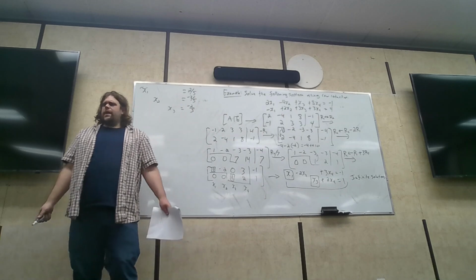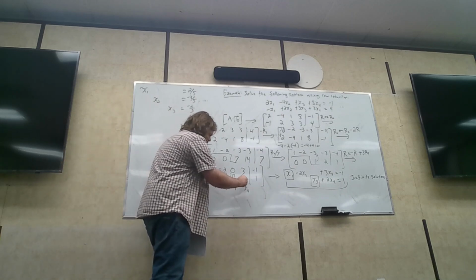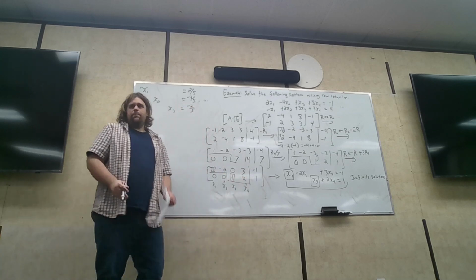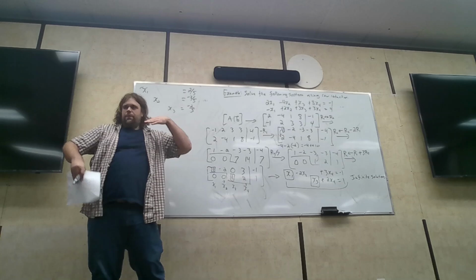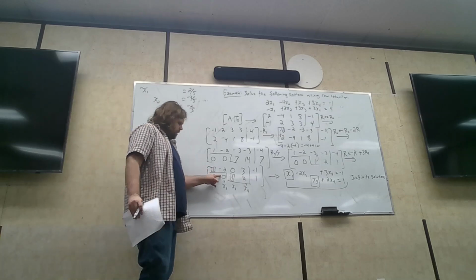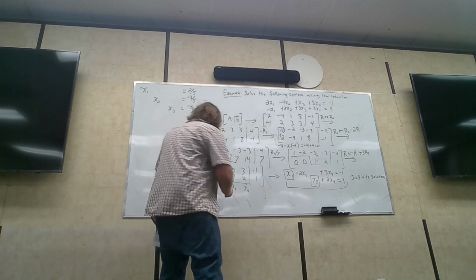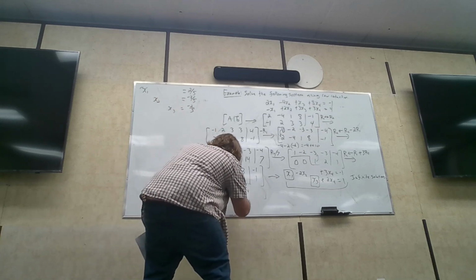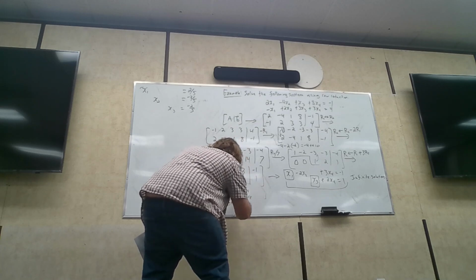But what about the other ones? What about x2 and x4? If we look, there's no 1 in their column, right? They appear all over, but there's no leading 1 that we could use to eliminate stuff up or down, right? So these are what are called free variables. x2 and x4 are free.